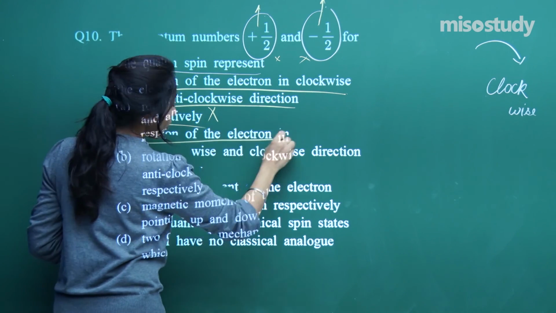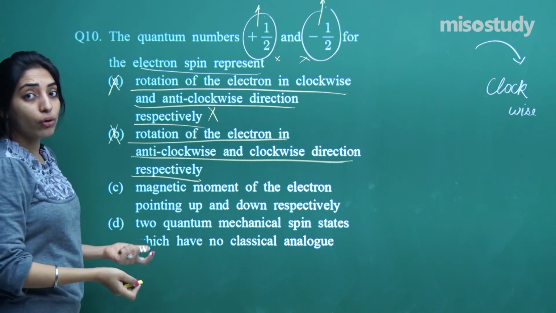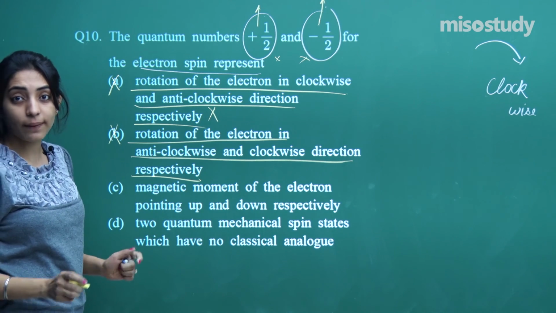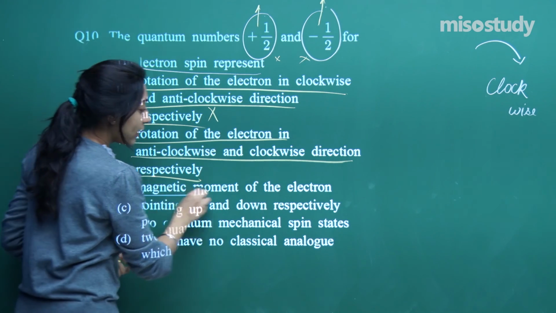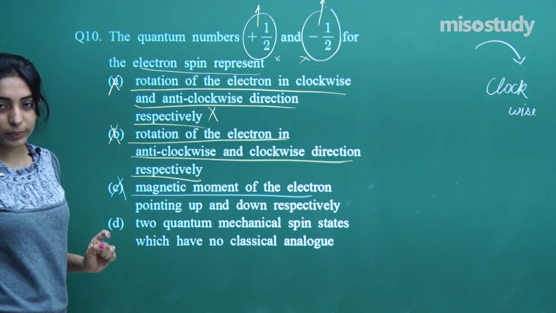Second says rotation of the electron in anti-clockwise and clockwise direction respectively. Again, no, because he has just done the vice versa. Third, the magnetic moment of the electron. No, that is wrong. The magnetic moment of the electron is not represented.